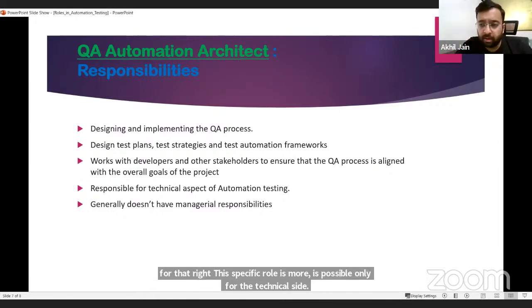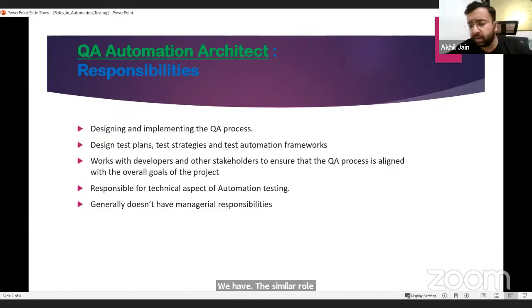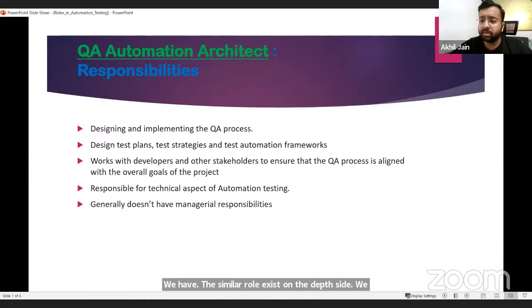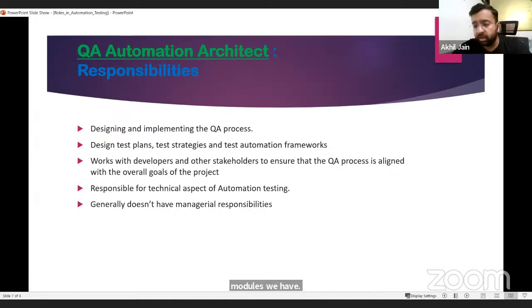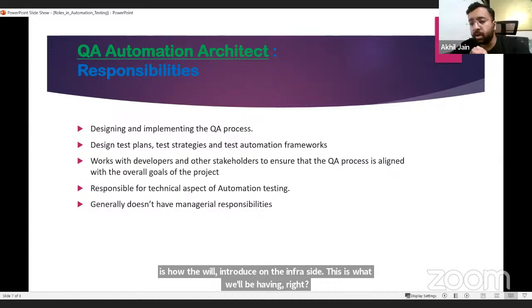We have a similar role on the dev side. We have dev architects, where the person is responsible for the architecture of your product. He defines, okay, this is the kind of modules we'll have, this is how we'll introduce it on the infra side, this is what we'll be using on the database side, and how these will be communicating.